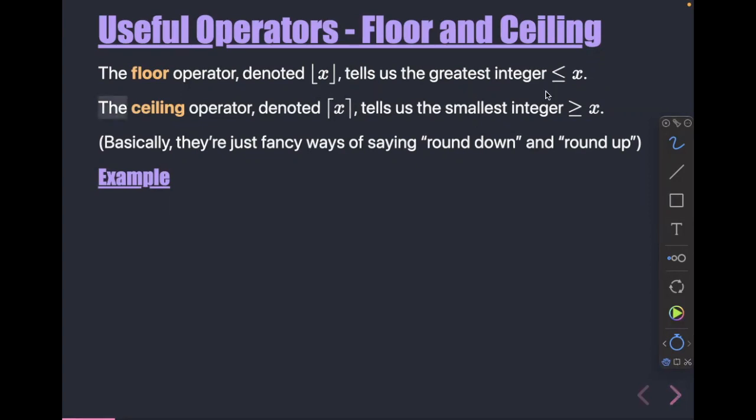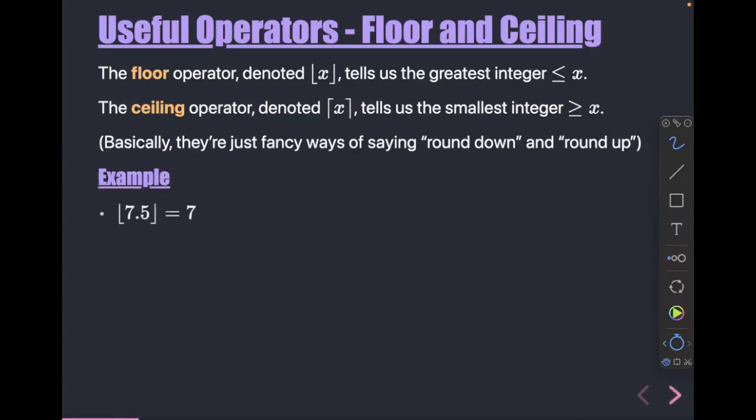For the floor, you're rounding down. So you're going to find the greatest integer less than x. If x is 2.2, we're finding the greatest whole number less than x, so that would be 2. But for the ceiling operator, you're rounding up, so you're finding the smallest integer greater than x. Again, if you have 2.2, the smallest integer greater than 2.2 would be 3. I'll give some examples of this, but this is the way you formally define that.